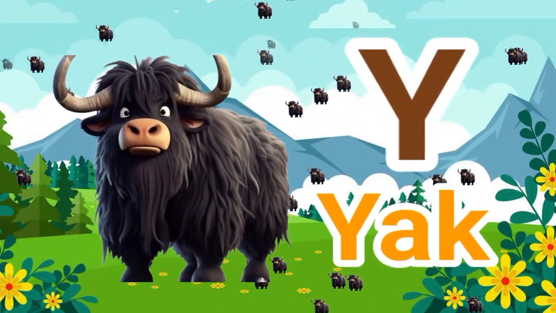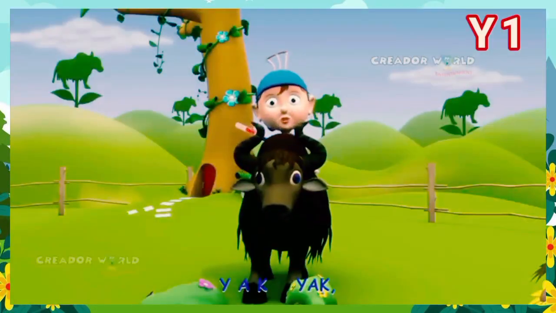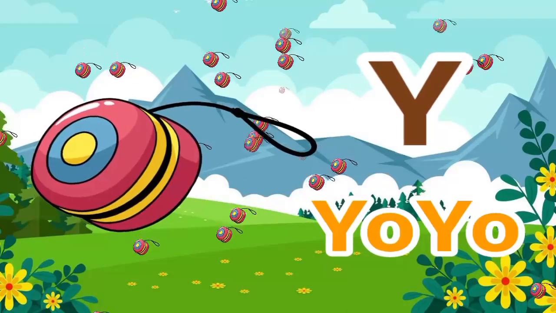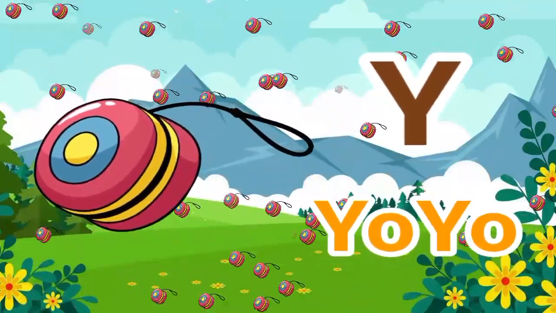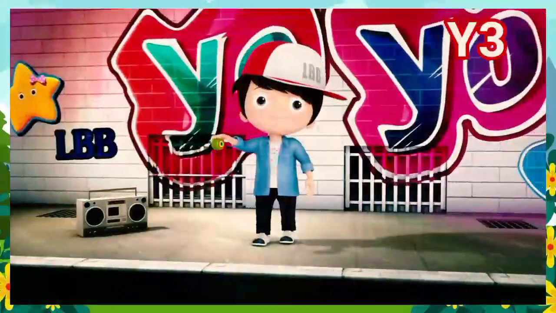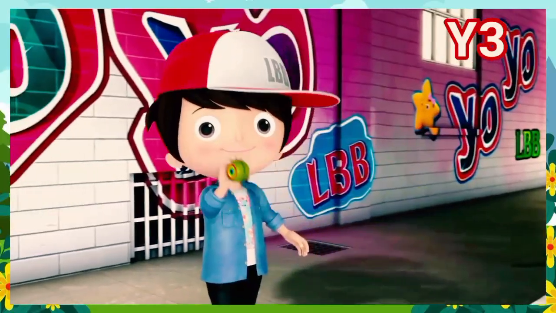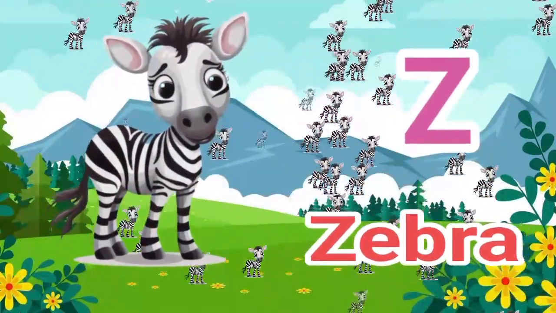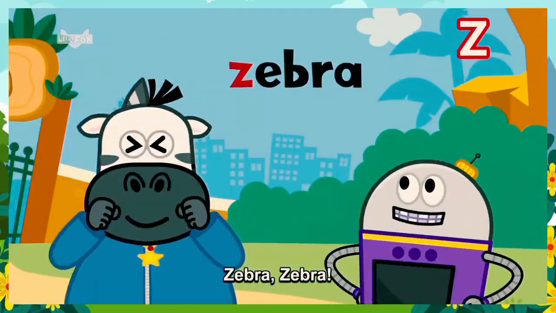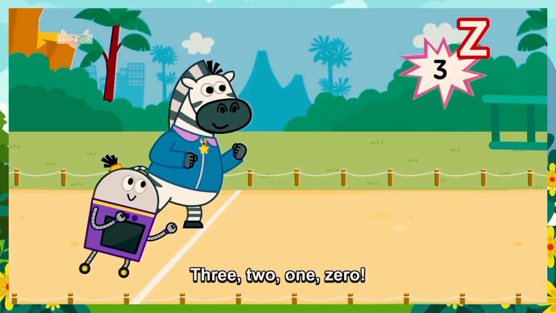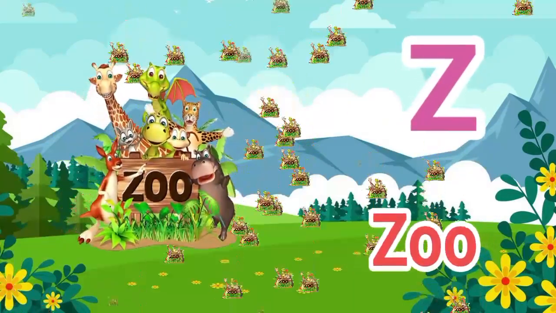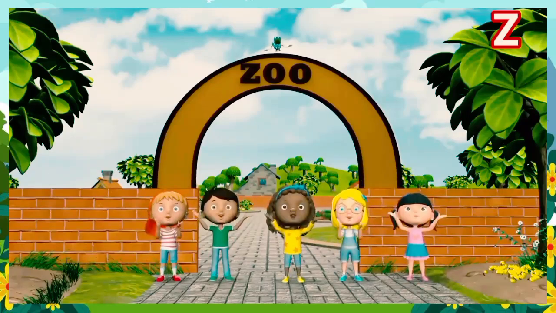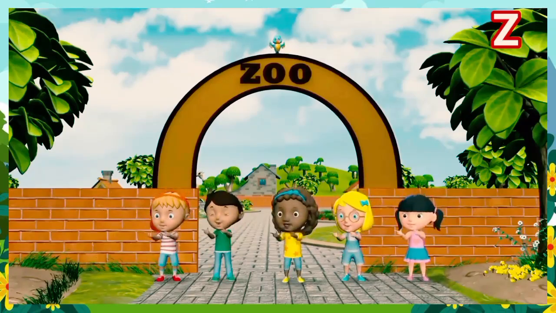Y for yak. Yak means yak. Y for yo-yo toy. Yo-yo toy means dulmul khilona. Yo-yo, it's my yo-yo. Z for zebra. Zebra means zebra. Zebra, zebra, let's have a race. Z for zoo. Zoo means chidiya ghar. We're going to the zoo. Zoo, how about you?